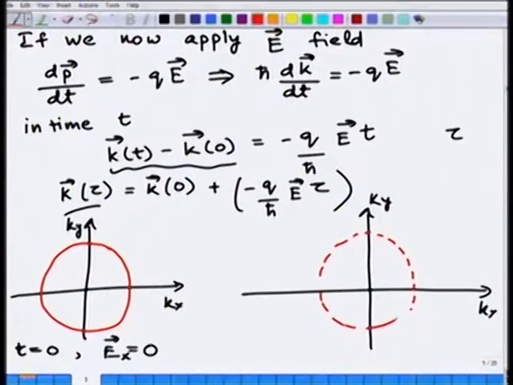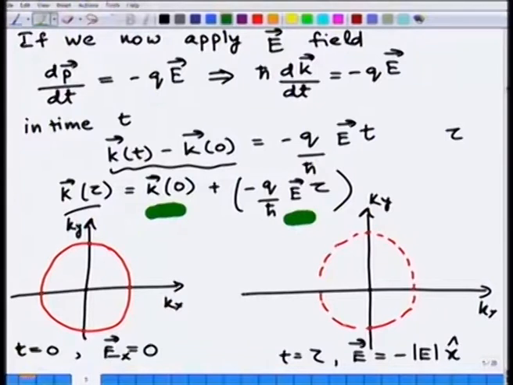Now, I will show with another color pen, let us say blue, a situation where t is equal to tau and the E field which I have applied is, let us say, minus E magnitude in the x hat direction. Now see where the k will be. Every k point, whatever it was at time equal to 0, in time tau its value would be that number plus this number, since I have taken E to be minus field. So, there will be a plus number here, and it is going to shift in the x direction.